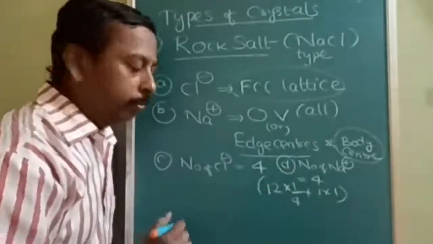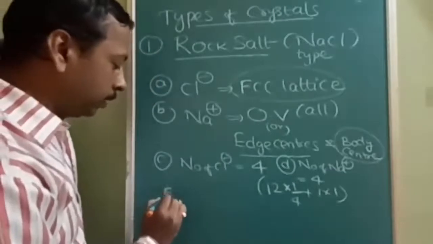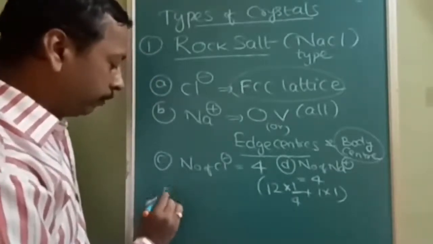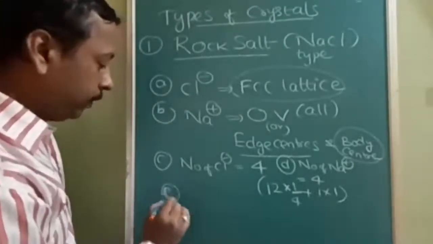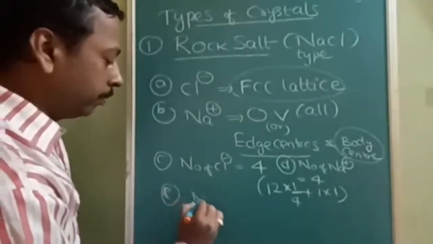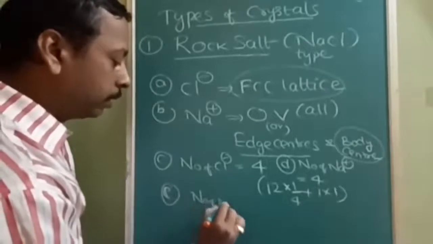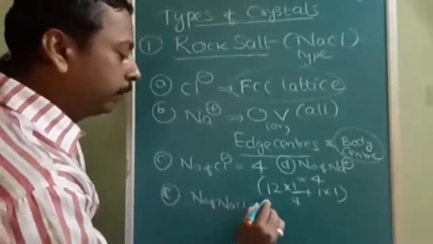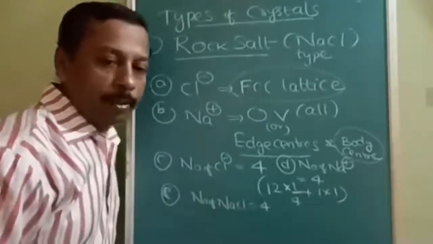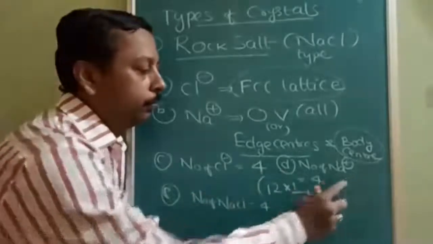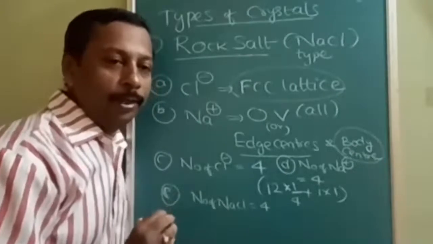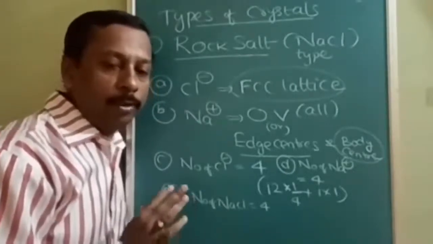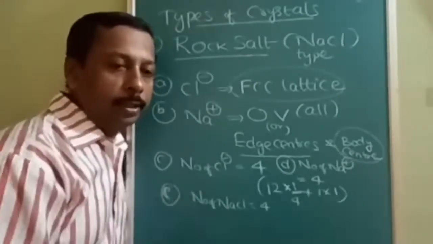Now the fifth point is, what is the Z? I will write it here. Is it visible to all of you? The fifth point is the number of NaCl units. The number of NaCl will be 4. People are making a mistake here: this is 4, this is 4, so NaCl will be 8. It is not like that. 4 sodium will combine with 4 chlorine to form 4 NaCl.